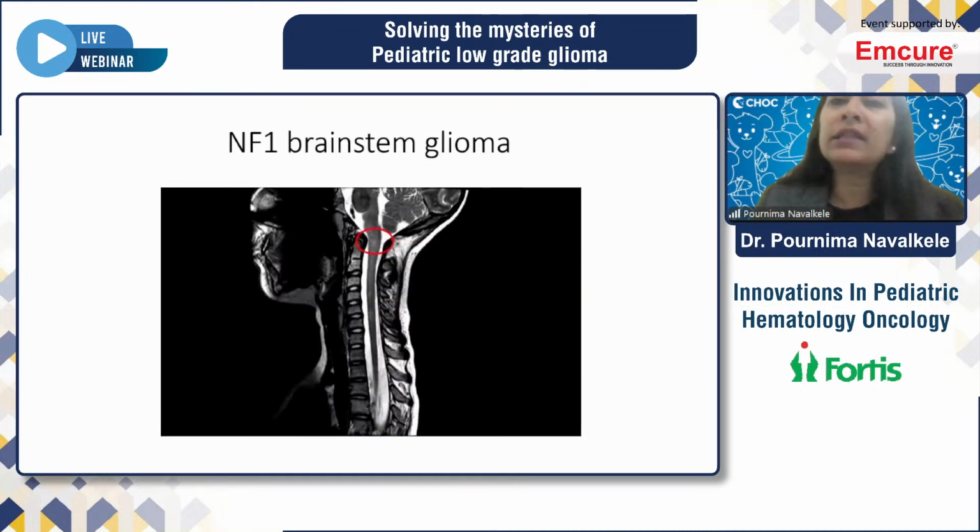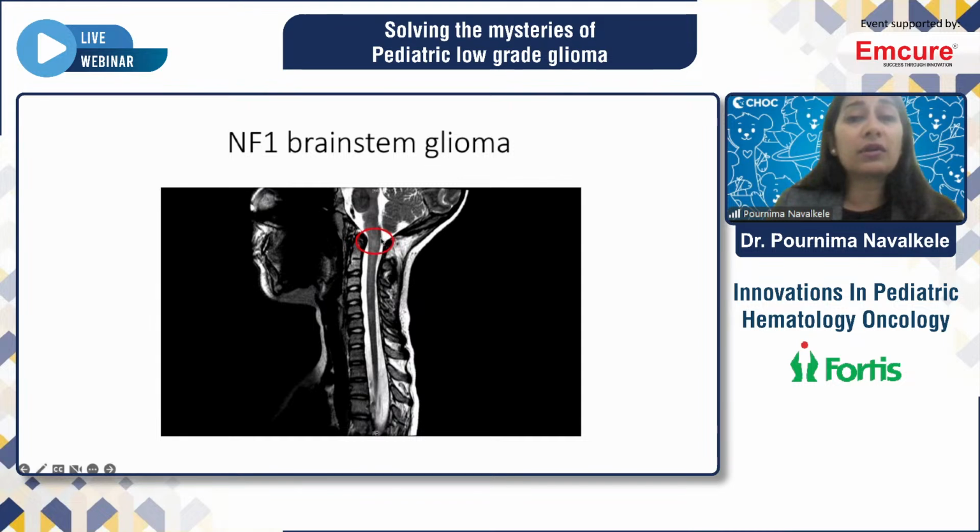So NF1 brainstem glioma is yet another entity which is very puzzling, because when you see such kind of changes, this is a MRI sagittal view of my patient with T2 changes. As you can see, the T2 flare change is making this cervicomedullary area look kind of thicker and brighter. And if the patient is symptomatic with the brainstem glioma, then of course you'll need to start treatment.